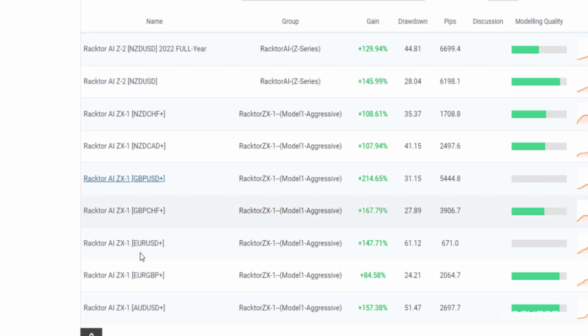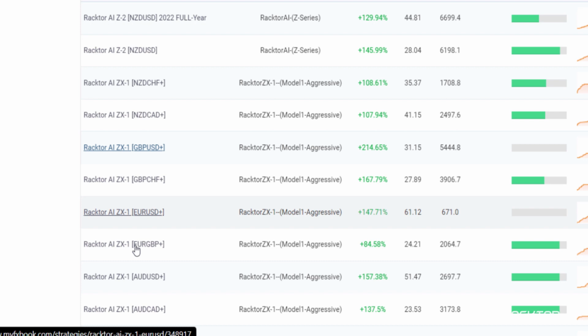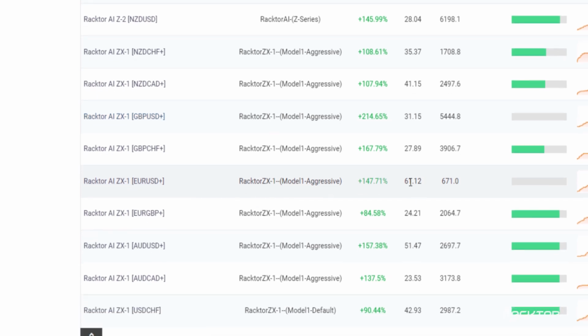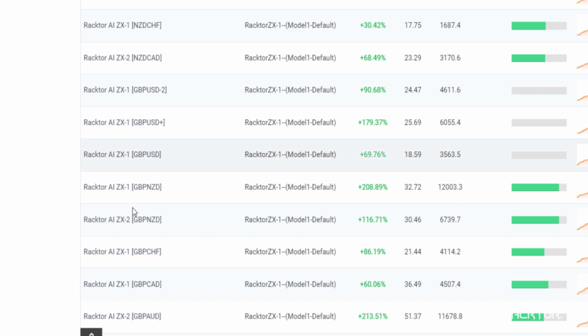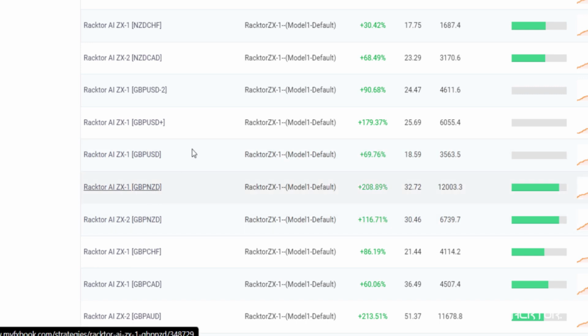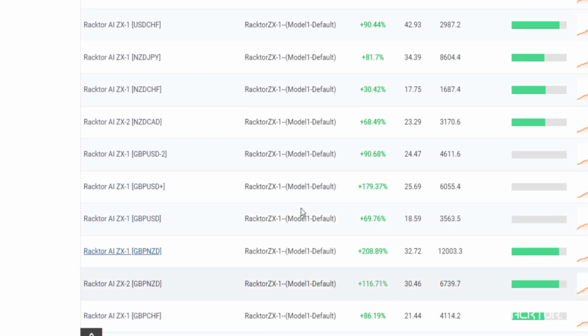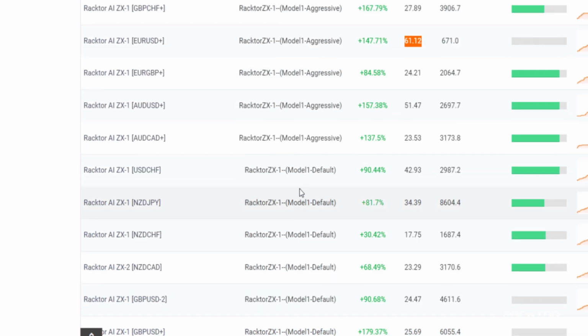Without much further ado, let's move on to another pair. This EURUSD, the drawdown is quite high, so we'll be looking into that for some reason. However, let's check this guy out. NZD CHF, and let's add one more, which is my favorite, GBP NZD. So we'll be looking at those two, and this one has a huge drawdown.